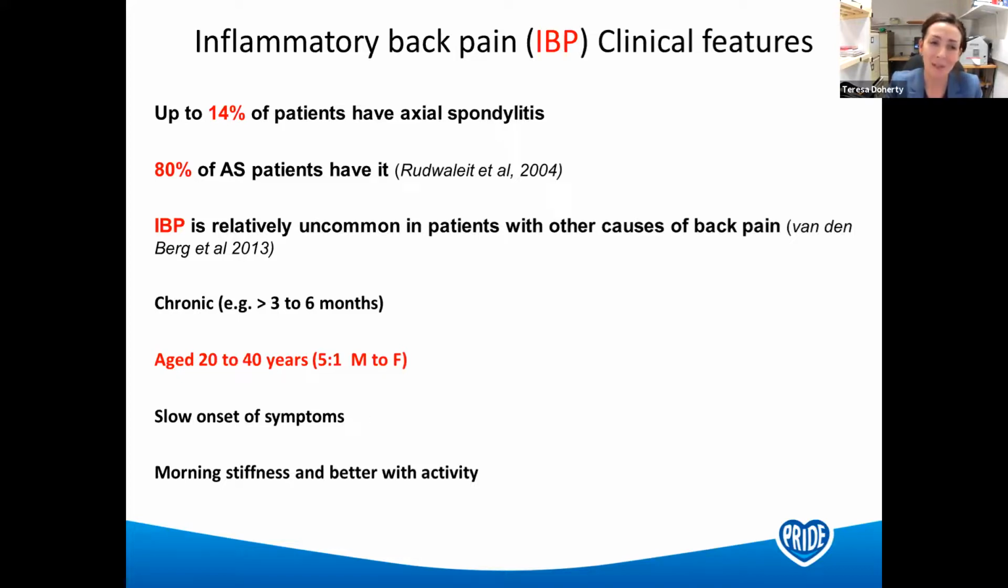80% of ankylosing spondylitis patients will have inflammatory back pain, and inflammatory back pain is relatively uncommon due to other causes. As I said before, it's chronic, and the ages are mainly less than 40 years. For inflammatory back pain, it's mainly men. It has an insidious onset, and it's associated with morning stiffness, better with activity.